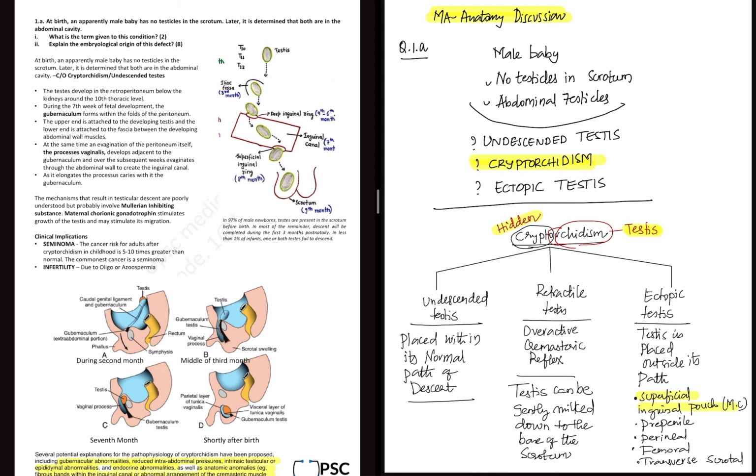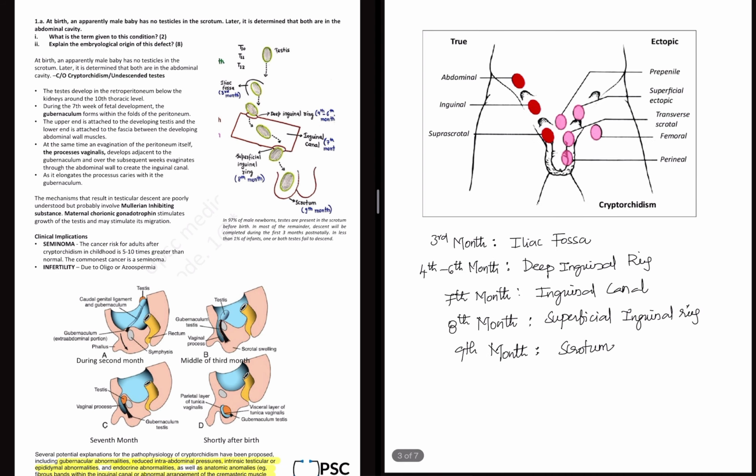It may be hidden, it is placed in the normal path only, but the descent is affected. We all know during the development, testis is abdominal. From there, through the inguinal canal, testis reaches its scrotum. So this is the normal path of the testis. If the arrest is in the normal path, instead of testis being in the scrotum, it can be suprascrotal, it can be in the inguinal region, or it can be in the abdominal region. As per our question, they say testis is in the abdominal region.